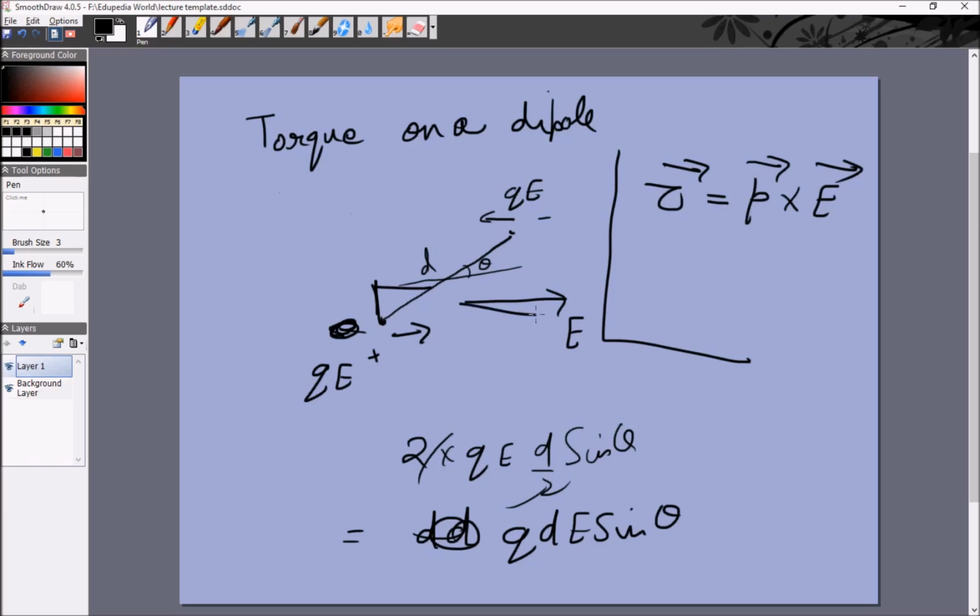Now E is in this direction and dipole moment is in this direction. And you can see P cross E comes towards you, towards the observer if you're looking from the screen. And that is the direction towards the observer in which this dipole has a tendency to rotate. So if a dipole is placed in a uniform electric field, it experiences a torque which is the same as P cross E. If P is parallel to E, then it will not experience any torque, and when it is perpendicular, it will experience the maximum torque.